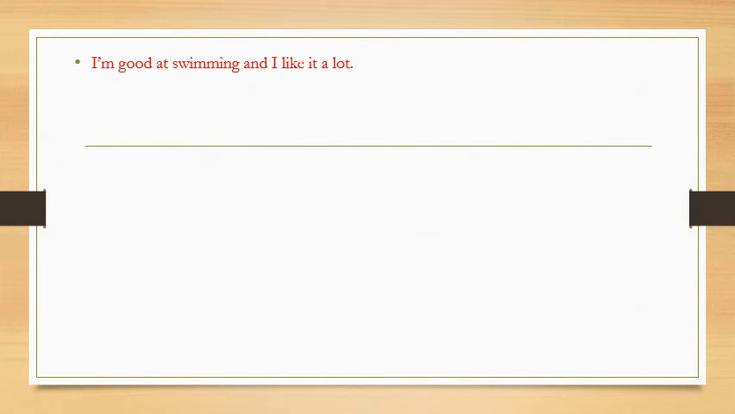Here, I'm good at swimming and I like it a lot. Okay? Let's see, here you are expressing your hobby. You're saying, I am good at swimming. So guys, the first way to express your hobby is by saying, I am good at what, okay? I am good at swimming and I like it a lot, okay? So the first way to express your hobby is to use I am good at. This is the alternative expression, okay?